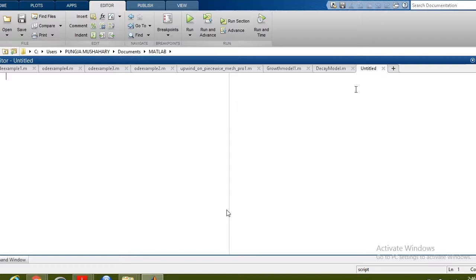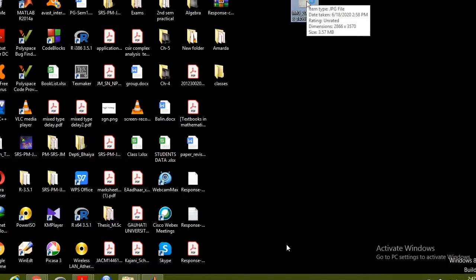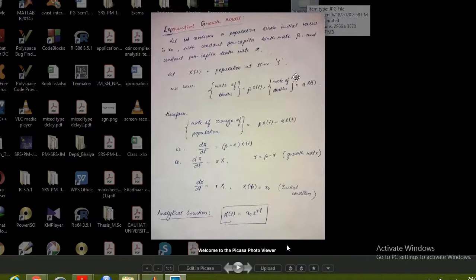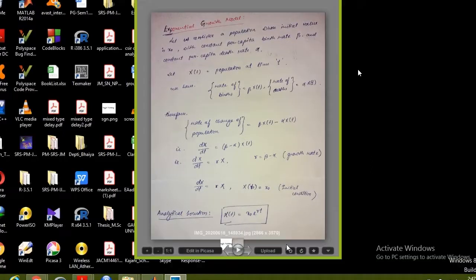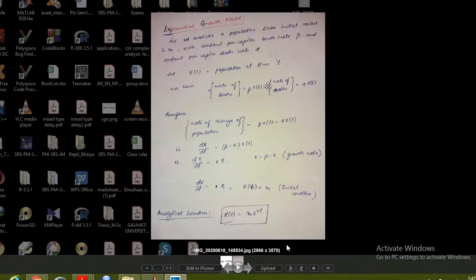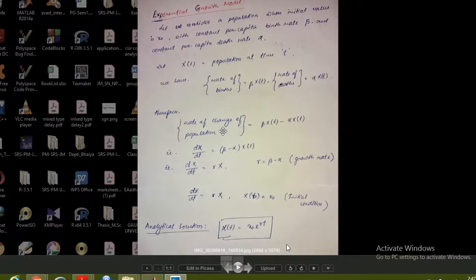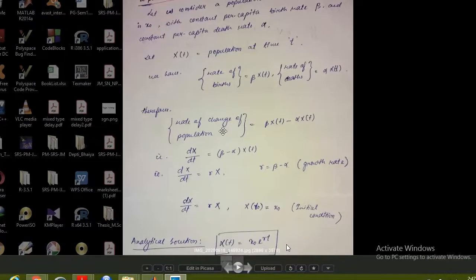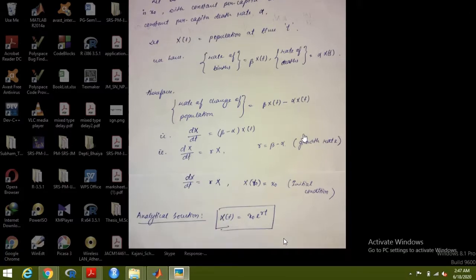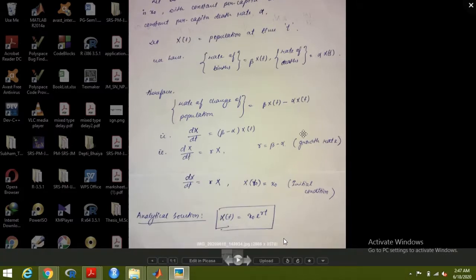Okay, first of all, let us look at the equation. You can see here, this is the exponential growth model. You can go through it, and you can find this in the book as well.